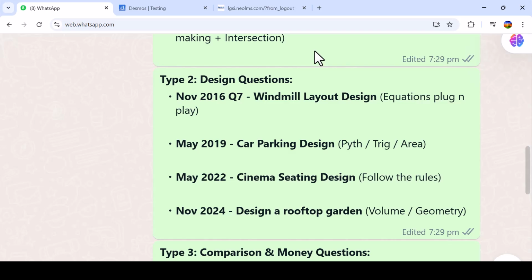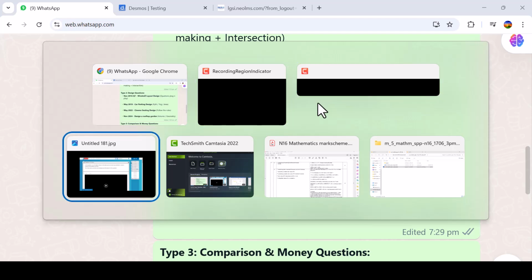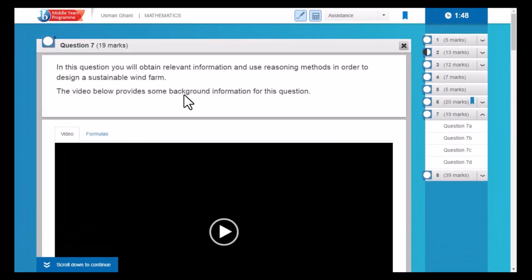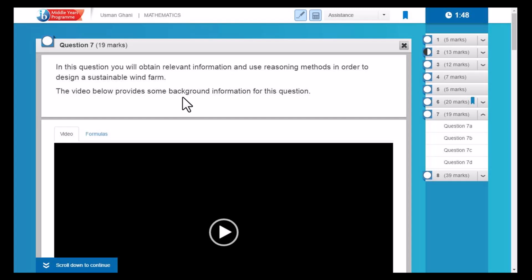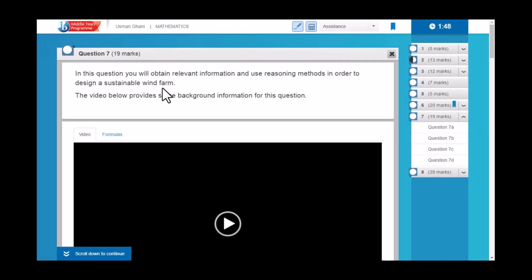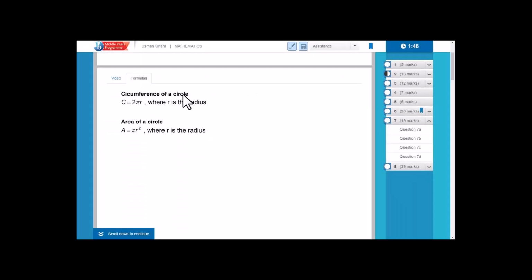Alright, so let's look at the type 2 of criteria D questions, which are design questions. The first on this list is November 2016, question number 7, Windmill Layout Design, Equations Plug and Play. In this question you will obtain relevant information and use reasoning and methods in order to design a suitable wind farm. The video provides some background and we have some formulas. Let's go on. Circumference of a circle, area of a circle.